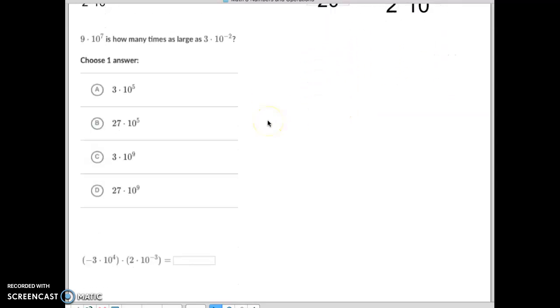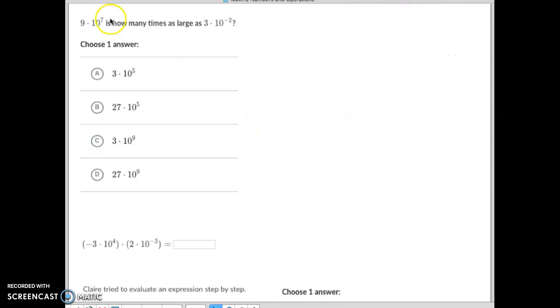Okay, next one. Again, I know I'm going through them fairly quickly. How many times larger? Again, we're dividing again, okay? So we have 9 divided by 3. 9 divided by 3 is simply 3. We have 10 to the 7th divided by 10 to the negative 7th. You got to remember, we subtract them.